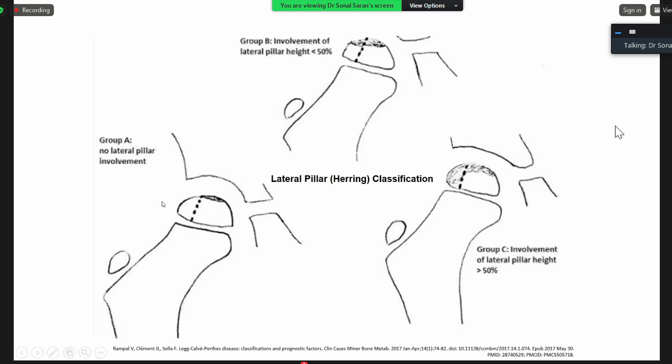In group A, there will be no lateral pillar involvement. In group B, there will be less than 50% involvement of the lateral pillar height. And in group C, there will be involvement of more than 50% of the lateral pillar height. This classification is found to be more reproducible.